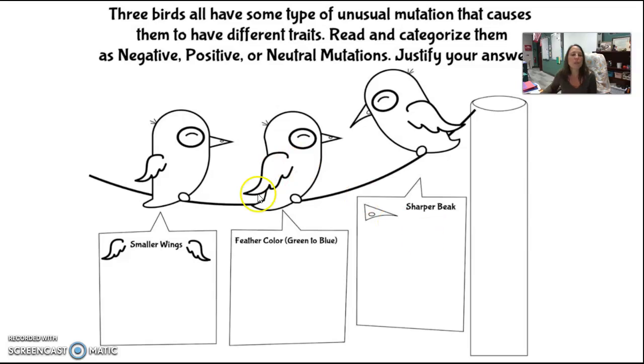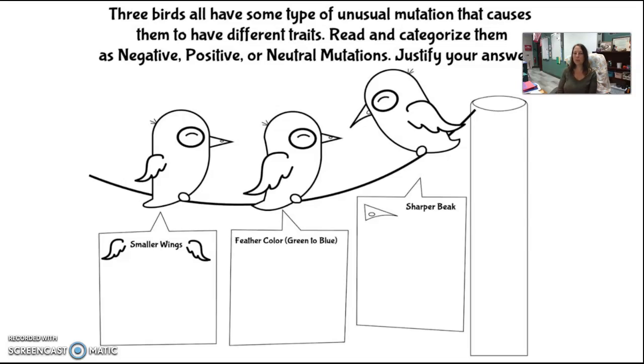So this first one with smaller wings, we would probably say it's negative because it's more likely that smaller wings means it wouldn't be able to fly as well. So that would probably be a negative. I could think of scenarios maybe where it's a flightless bird and maybe having smaller wings would mean it could move and get around more easily. So that could be a positive. Or it's flightless, so it's neutral because it doesn't matter. But probably the best guess would be negative on that one.